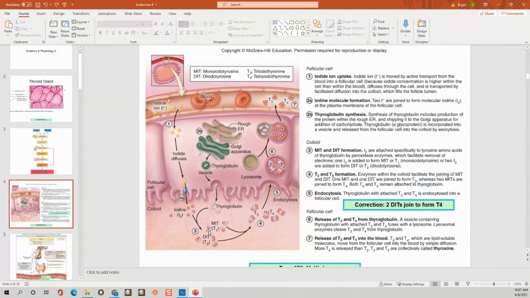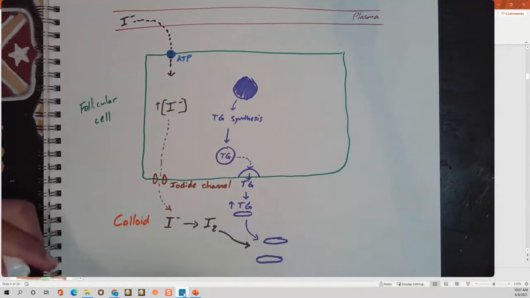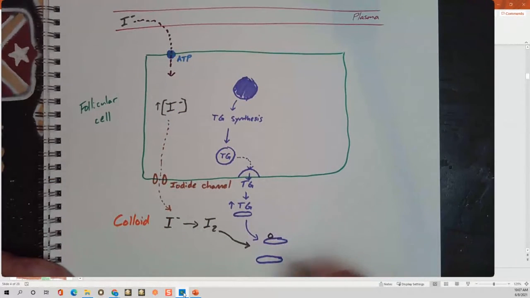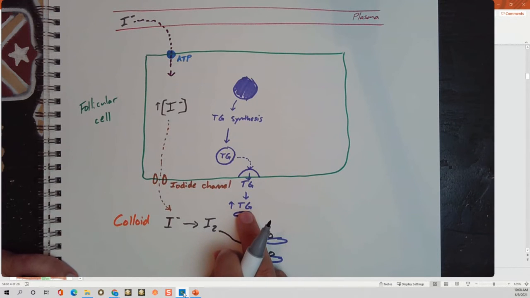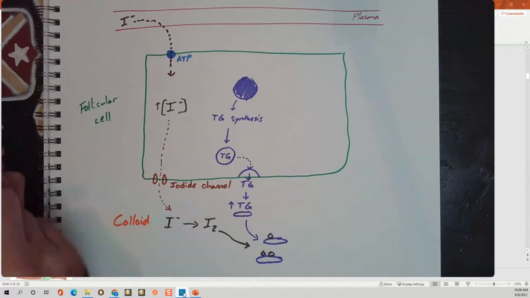MIT, DIT, we'll get to that in just a second. Do you guys see those little circles that are bound to this oval in this picture? The oval is thyroglobulin and the circle is the iodine. All right. So we can either have one circle or we can have two circles. And the way this works out is this is called monoiodo. Mono because there's one, iodo because there's one iodine. And then it's a T because we have thyroglobulin that's attached to it. So this one right here is called MIT.